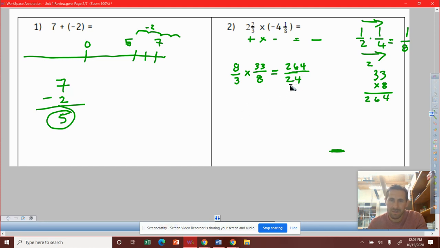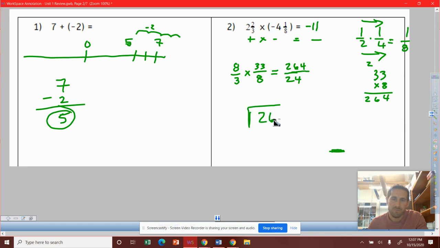So how many 24s go into 264? That answer is 11. So this is negative 11. If you weren't sure how I did that, I did 24 times 10, that's 240. And if I'm at 240 and I add another 24, I'm going to be at 264.